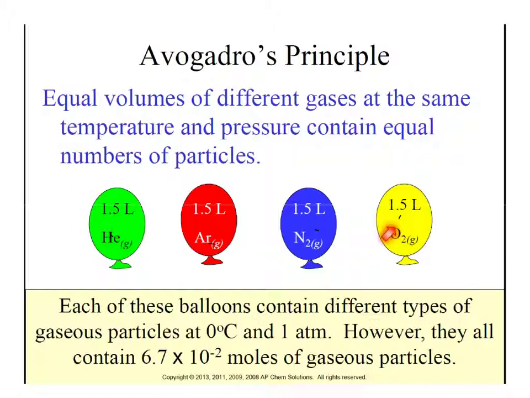There's a calculation we can do, and in each of these cases, they contain 6.7 times 10 to the negative second moles of gaseous particles. It doesn't matter that helium molecules are tiny and oxygen and nitrogen molecules are going to be larger. They're all going to have the exact same number of particles. So remember that all gases of equal volumes, equal temperature, equal pressure will have the same number of particles.